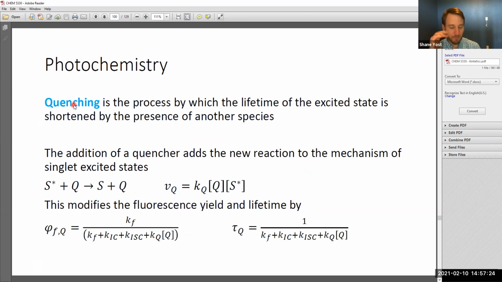In papers, you'll often see lifetimes of excited states reported, and quantum yields of singlets and triplets and things of that nature. Depending on your application, these things are very important. If you're trying to design a photovoltaic device or an OLED or some light emitting diode, quantum yields of certain of these processes are very important.